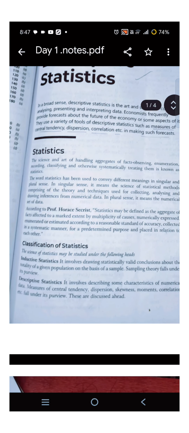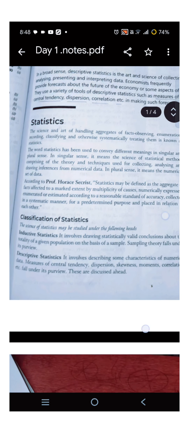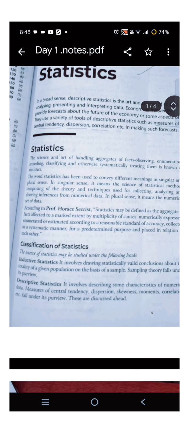Then moving to the classification of statistics. The science of statistics may be studied under the following heads: inductive statistics and descriptive statistics. First is inductive statistics. It involves drawing statistically valid conclusions about the totality of a given population on the basis of a sample. Sampling theory falls under its purview. Then descriptive statistics. It involves describing some characteristics of numerical data. Measures of central tendency, dispersion, skewness, moments, correlation, etc. fall under this purview. So these are the differences between inductive statistics and descriptive statistics.